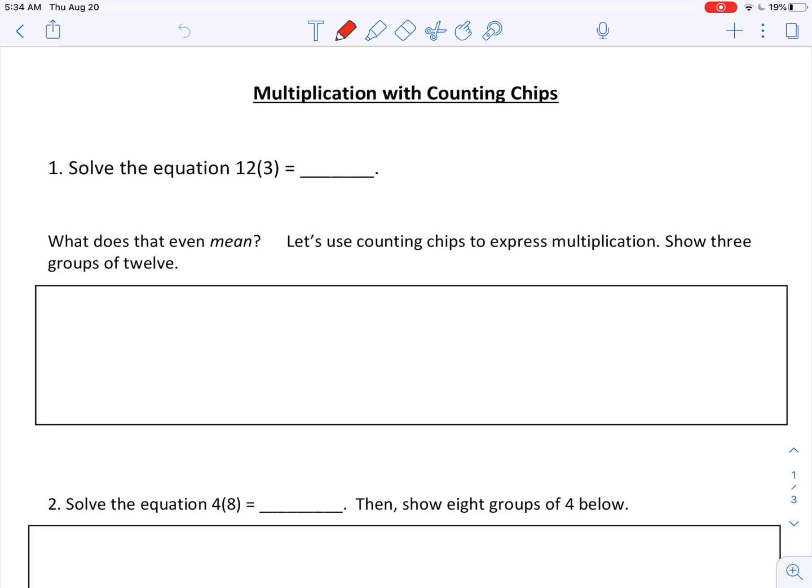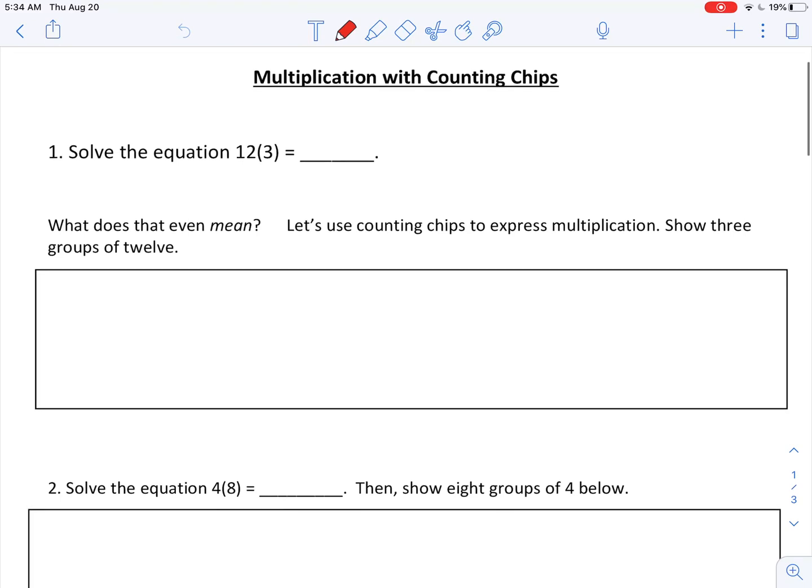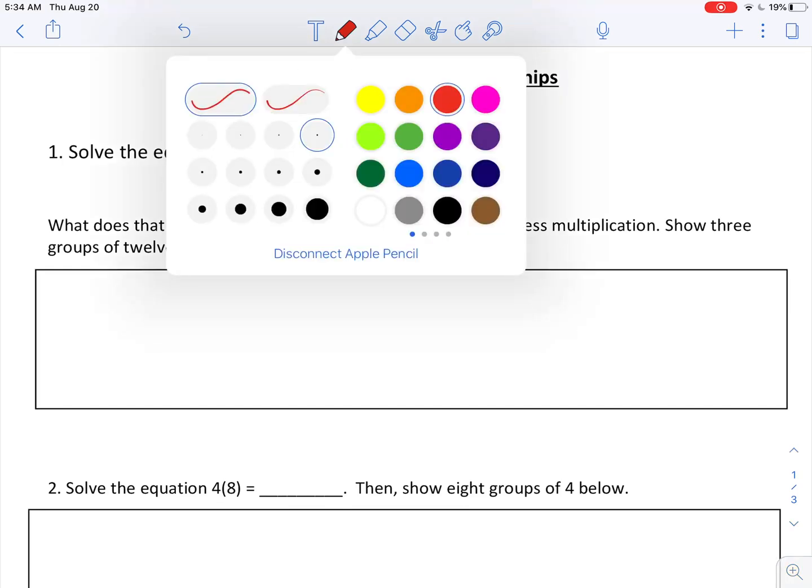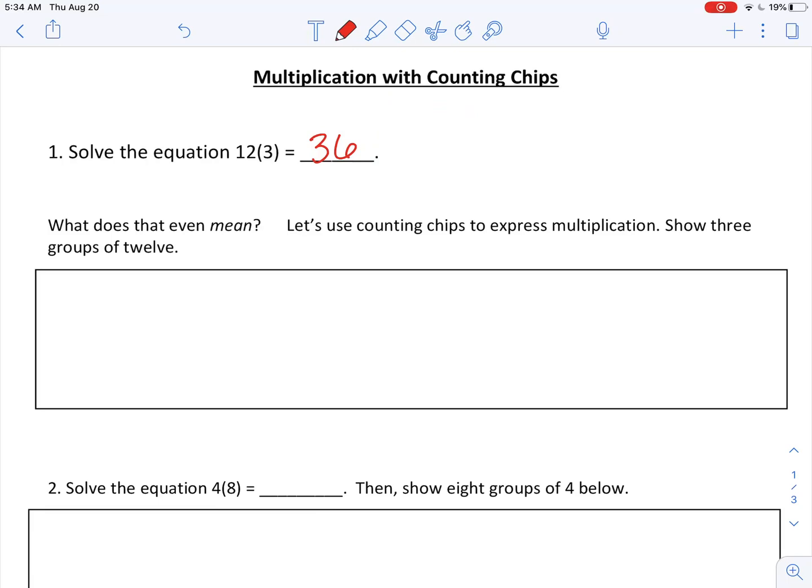So today we're going to be working with multiplication and counting chips. I just want to start off with solving this equation, 12 times 3 equals, or you could say evaluating the expression. So 12 times 3 is 36: 12, 24, 36. But what does that even mean? That can be confusing for some people, so let's use counting chips to express multiplication. So what does 12 times 3 even mean?